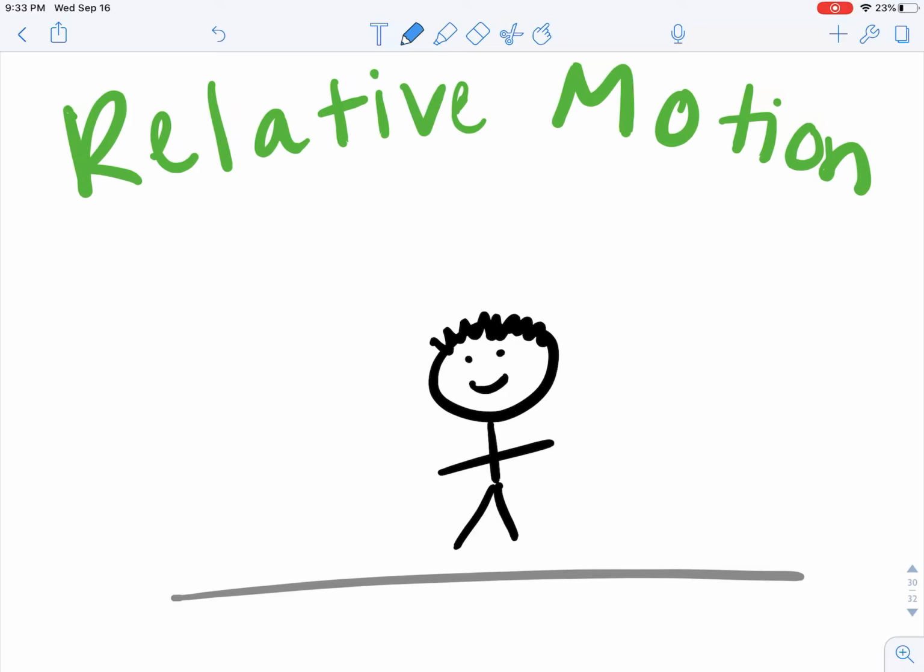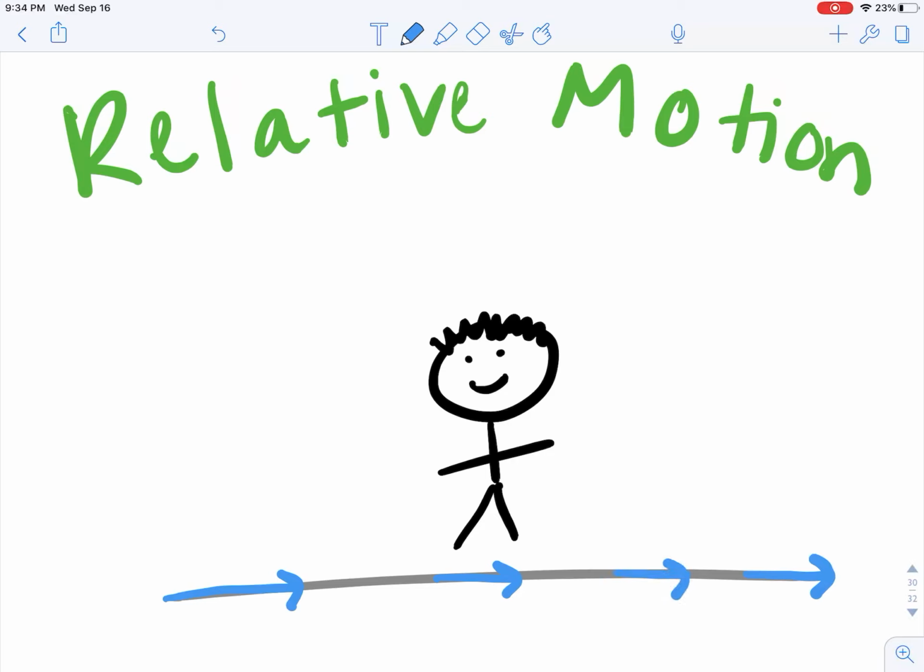Now, relative motion is just this idea that sometimes movements or motion can look different based on where you're looking at it from. My favorite example of this is the moving sidewalks, the walking platforms you have at the airport. So here's a guy standing on one of these moving sidewalks. Let's say it is moving forward at some speed. So this whole thing is moving this way.